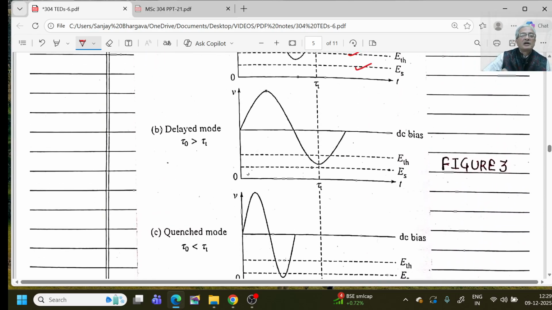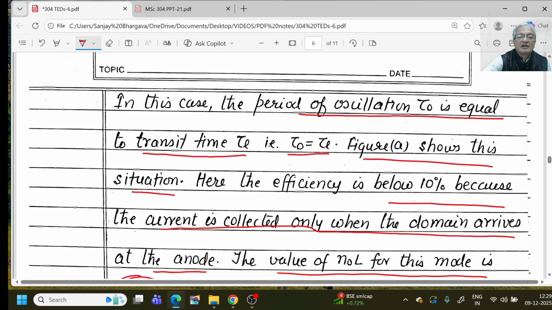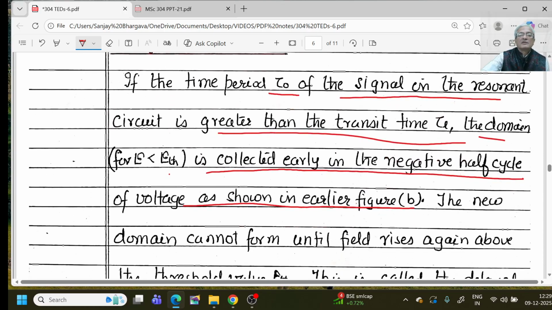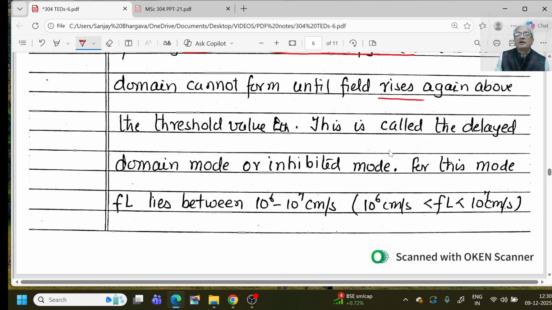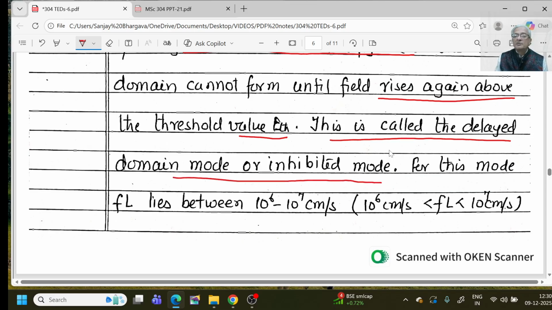This represents figure B. So here tau 0 is greater than tau L. Just see, from this place it is tau 0 greater than tau L. So here it is collected before, and that is why it is collected early in the negative half cycle of the voltage. The new domain cannot form until the field rises again above the threshold value ETH. This is called delayed domain mode or the inhibited mode.